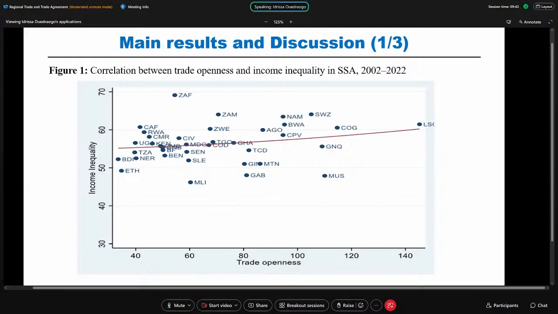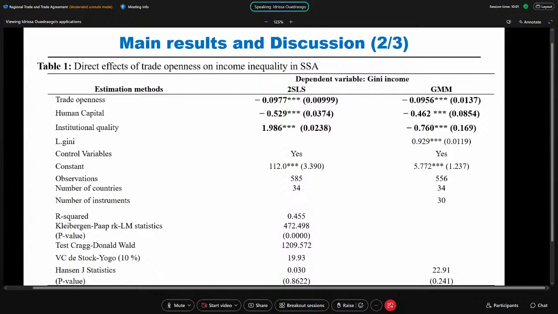However, correlation is not causation. So we use econometric analysis to uncover the direct effect and indirect effect of trade openness on income inequality. Our estimations show that trade openness reduces income inequality in Africa, both with the two-stage least squares and the GMM system.